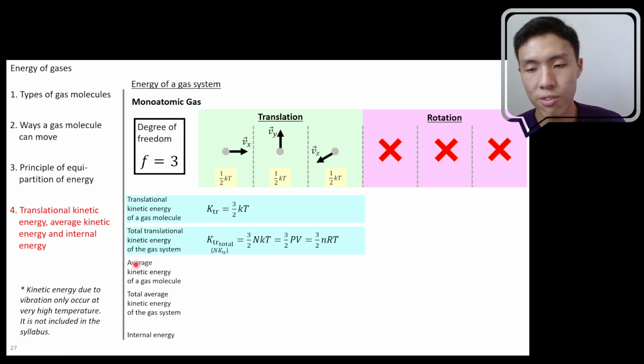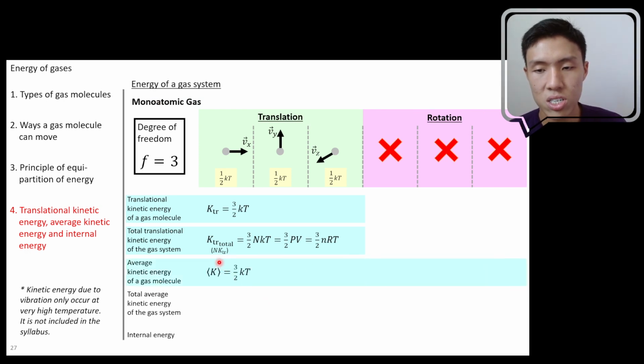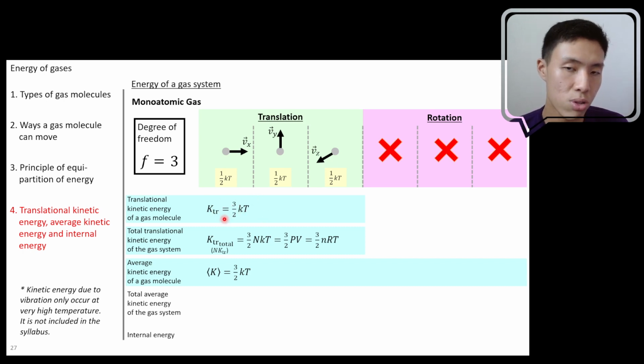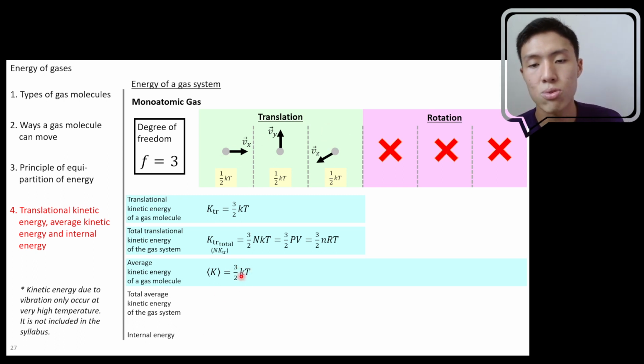Okay, moving on, we have the average kinetic energy of a gas molecule. Now, average kinetic energy means we are not going to restrict ourselves to discussion of translation. We are going to include all different ways that you can move. But as you can see, for a monoatomic gas system, all the different ways you can move are actually translation, because there's no way to rotate and no way to vibrate. So the average kinetic energy of a gas molecule, represented by K with an average sign, which is a pointy bracket, is the same as the translational kinetic energy of a gas molecule. It's the same because there's no rotation involved, there's only translation. That's all the ways that you can move. Because you have only 3 different ways you can move, it's the same 3/2 kT.